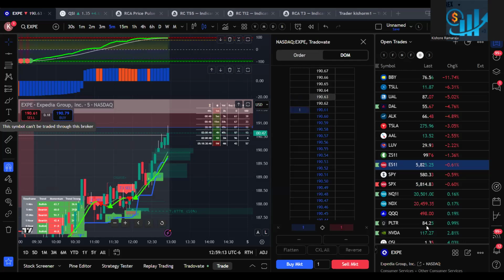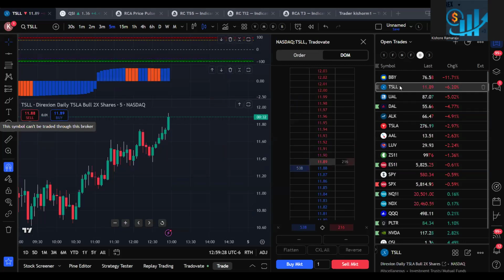Nvidia, PLTR, United Airlines, all of them also should move into profits in some time. Tesla puts, we sold a 12% collected premium. All of that also will move into nice profits.